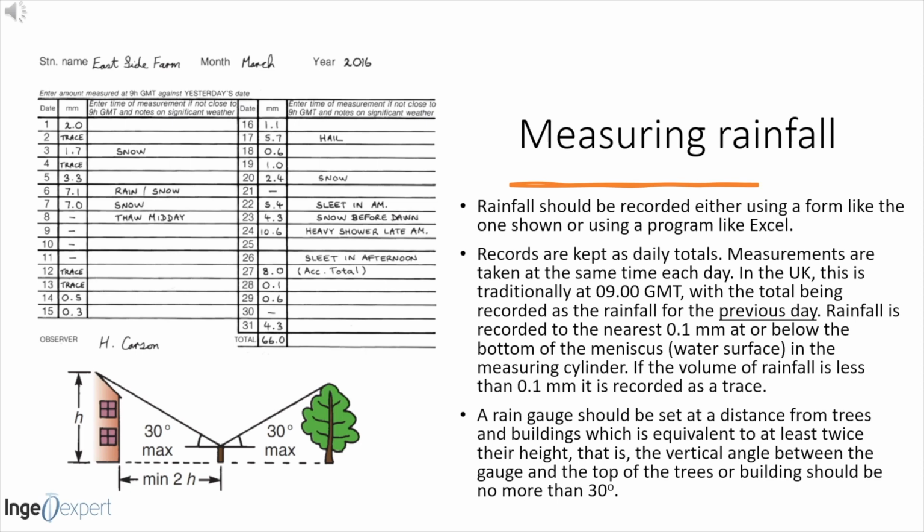The rain gauge should be set up in a location where the rainfall is not disrupted by trees or buildings. It should be away from the trees or buildings by at least twice the height of them, and the angle from the top of the trees or buildings should be less than 30 degrees.